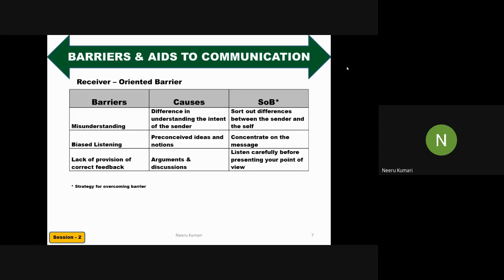But if the day I receive feedback saying that I did not understand what madam was teaching or what Niru was teaching, and I start thinking, how dare he say so, how dare she say so, then if this is the way I receive and take the feedback, I will create a communication gap. That is called a barrier in communication.